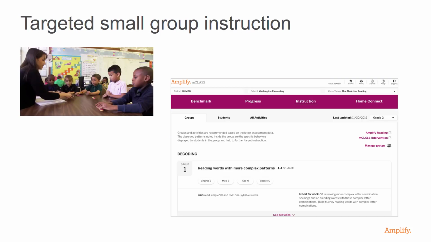Ms. Jacobs is also excited to use the group feature. While she was assessing her students, she noticed that some of them had similar needs and similar strengths. mCLASS also noticed this and grouped students together. Look at this group. This group needs help reading words with more complex patterns. This page will also tell Ms. Jacobs what these students can do and what they need to work on.